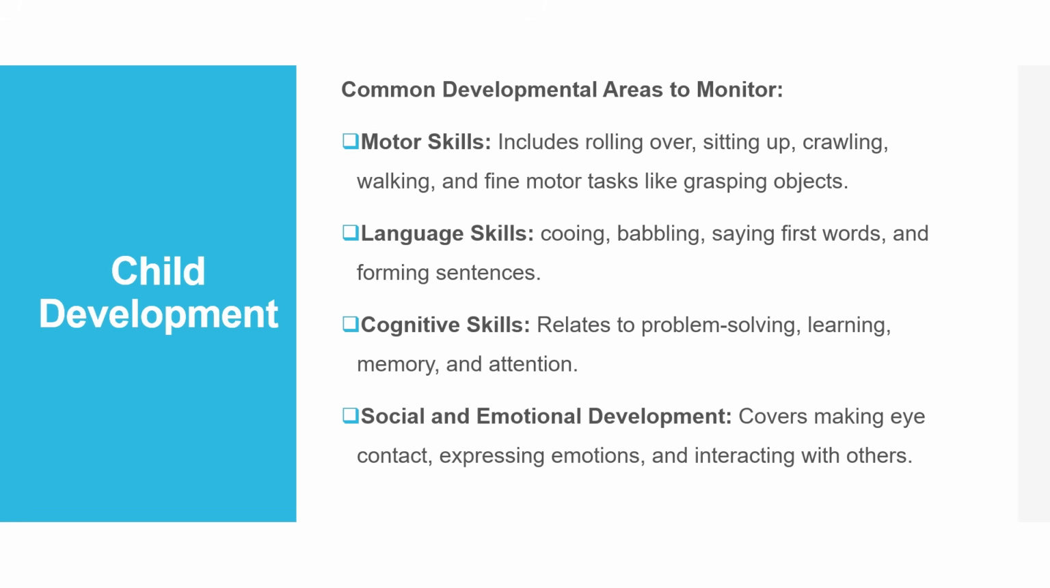Common developmental areas to monitor in a child with hydrocephalus are motor skills, language skills, cognitive skills, and social and emotional development. Motor skills include whether the baby is able to roll over, sit, crawl, and do fine motor activities. Language skills include cooing, babbling, and whether they are producing any words. Cognitive skills include problem solving, learning, memory, and attention. For social and emotional development, we look at whether they make eye contact, how they express their emotions, and how they interact with others.